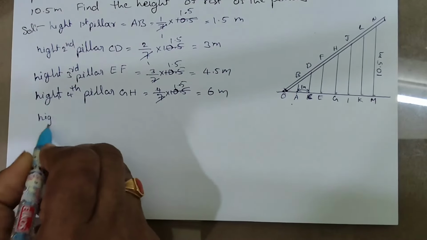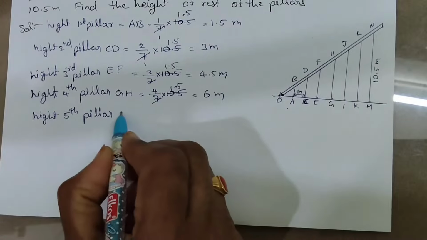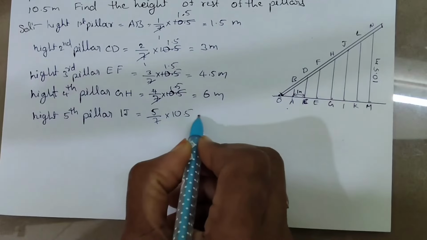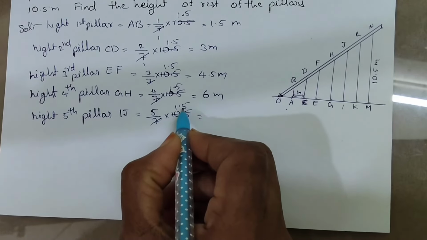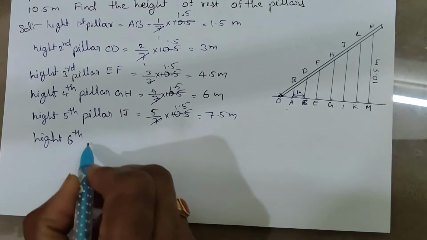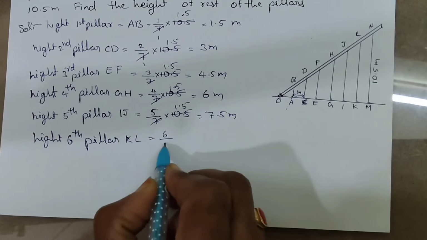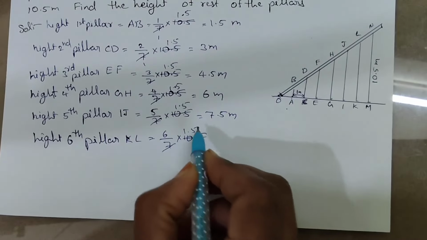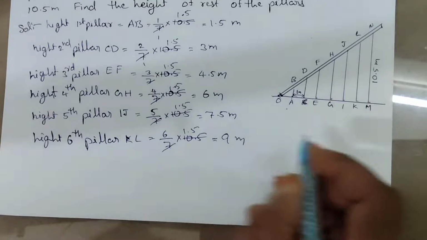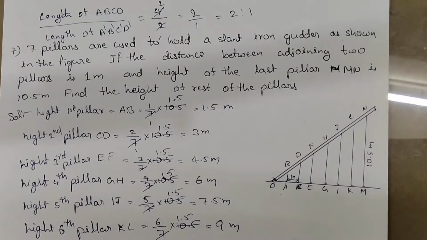Now we find the fifth pillar height. The fifth pillar is IJ. It is 5 by 7 into 10.5. By the same method, one part is 1.5, so 5 into 1.5 is equal to 7.5 meters. Now the height of the sixth pillar. The sixth pillar is KL, equal to 6 by 7 into 10.5. One part is 1.5, and 6 into 1.5 is equal to 9 meters. So a total of 6 pillars, we found the 6 pillars' heights. This is the complete seventh answer.